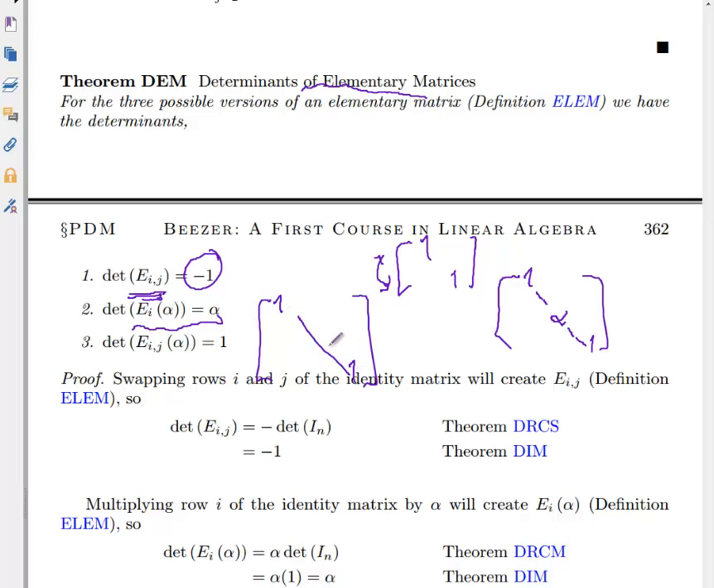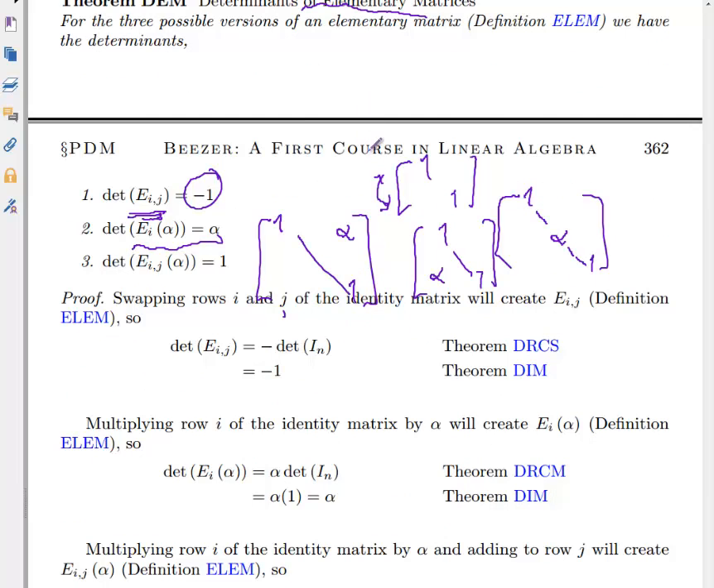Then the determinant of this matrix, if I add a multiple of one row to another, you can see that also directly. Remember that the matrix looks something like this. This is also an upper triangular matrix. Sometimes it might look like alpha down here, and that's a lower triangular matrix. The same argument applies. The determinant is going to be the product of the diagonal entries. Okay, so that gives us the determinant of elementary matrices.